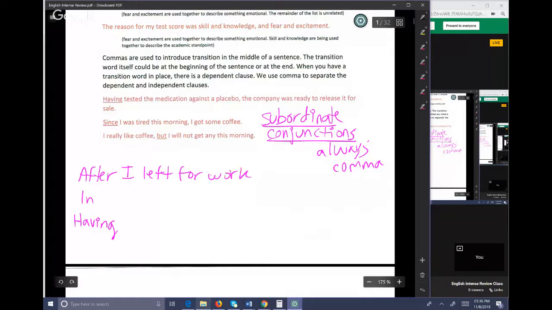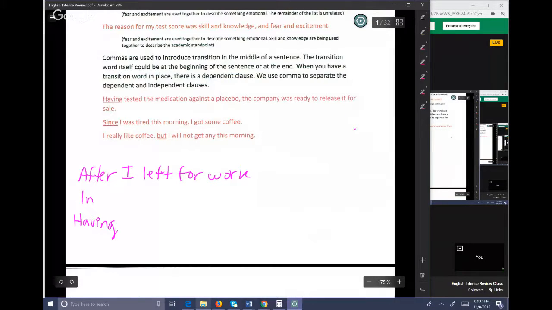So if I use the word after at the beginning of that sentence, then I definitely have to have another clause. I definitely cannot put a period there and end my sentence. Why I can't end my sentence here is because of the conjunction. Because if the conjunction weren't there, it would say, I left for work. That's a short sentence, but it is a sentence because it has all the information required for a sentence.